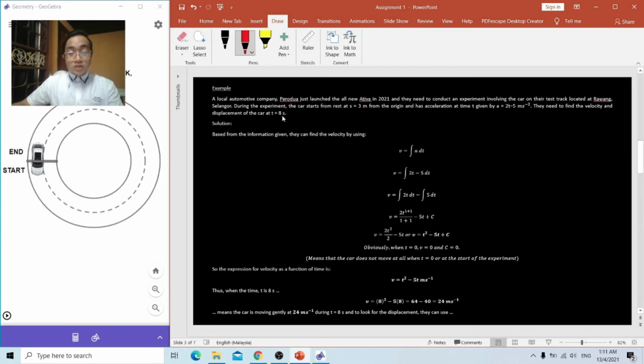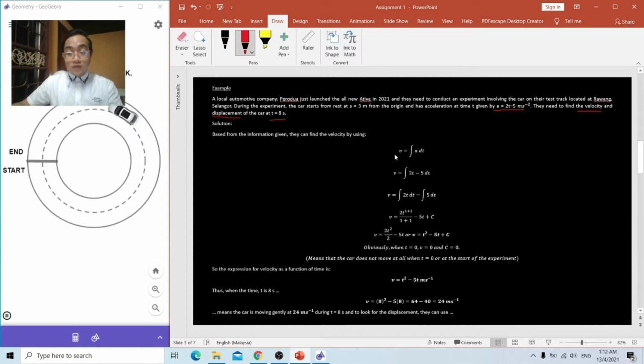In the next question, a local company asks us to find the velocity and displacement of a moving car. I'm going to show you exactly, using algebra, what the meaning of this question is. This question tells us that when the car starts moving from here, its displacement is equal to 3 meters, and the acceleration given is 2t minus 5 meters per second squared. It asks us to find the velocity and the displacement when the time is equal to 8 seconds.